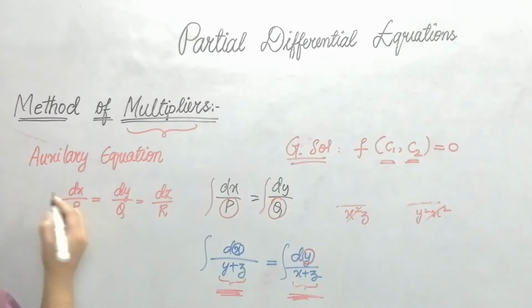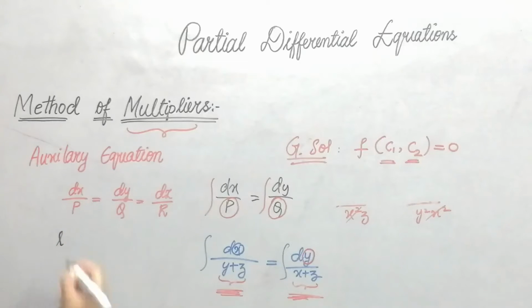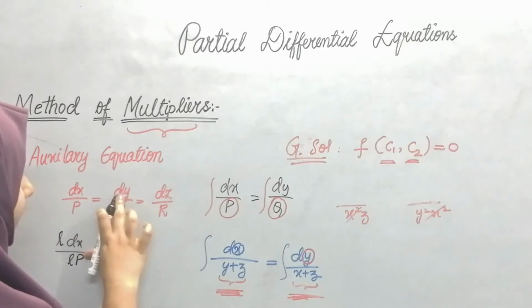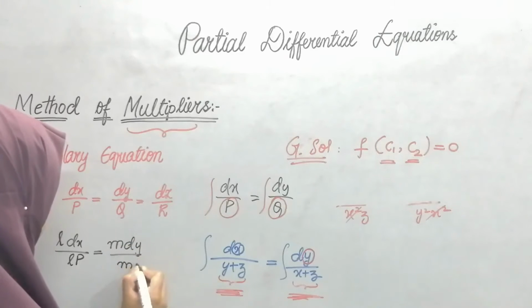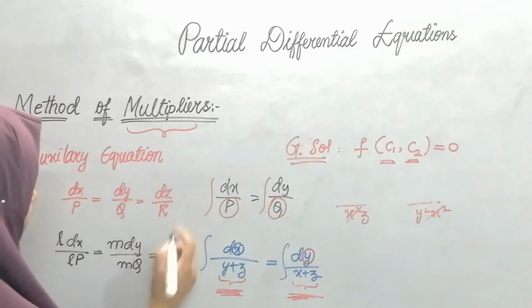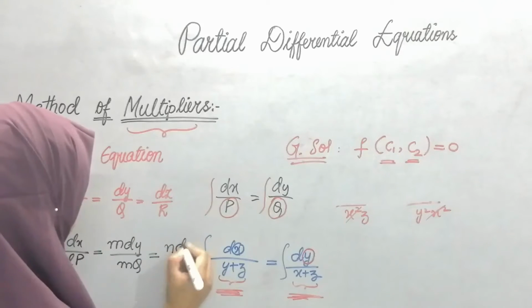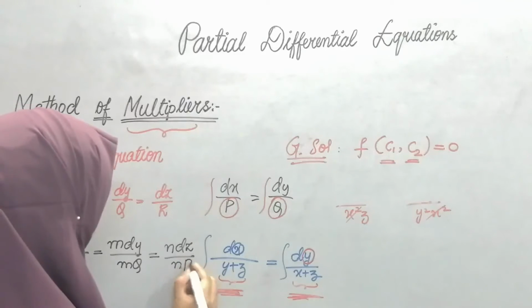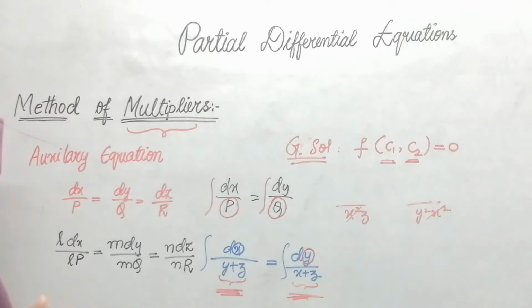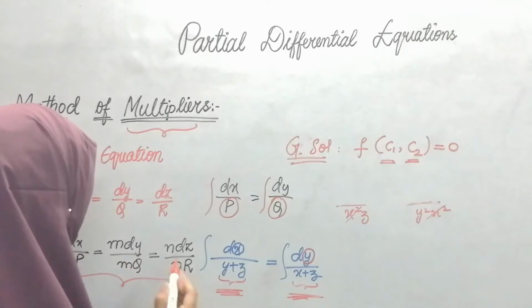Suppose I am multiplying dx by p with some constant or a variable, I'll write l. Okay, l dx by l p, right? Similarly, I am multiplying y with some other thing, that is m dy by m q. Next, I am multiplying z with some other variable or constant, that is n. So n dz by n r. Done. Next, I will either add all of this or subtract all of this in order to make the denominator 0.